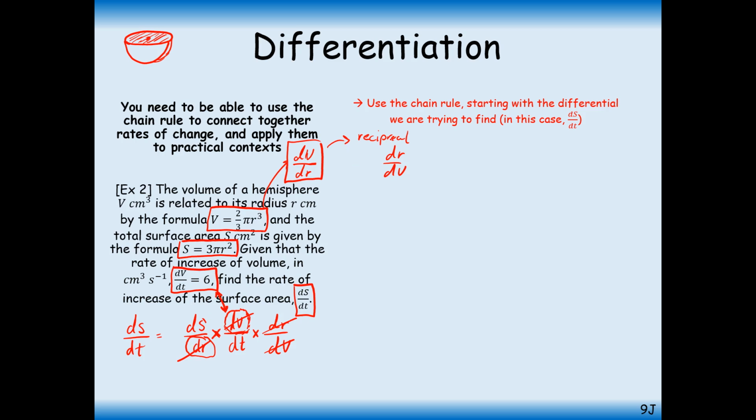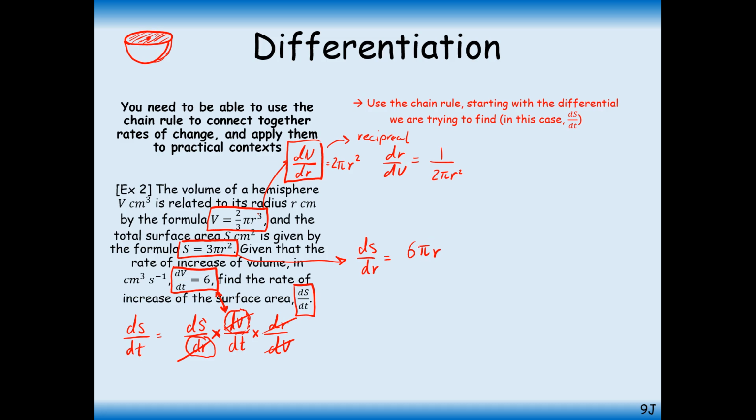All right, so let's go ahead and figure out what dV by dr is. When we differentiate this expression with respect to r, the power of 3 will come to the front, cancel away the denominator, and we're left with 2 pi r squared. Once we take its reciprocal, we'll have 1 over 2 pi r squared. Okay, so we said we need to figure out what dS by dr is. dS by dr is 6 pi r, that's it.